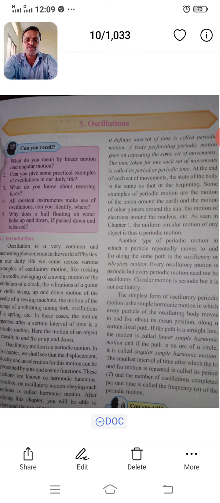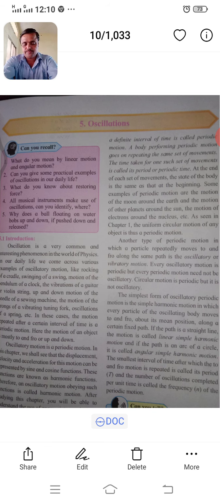In this motion, the object mostly moves to and fro or up and down. For example, if we take the example of the needle of a sewing machine, that needle moves up and down. That is a good example of oscillation. That means in this motion, the particle or object moves to and fro or up and down. Now the displacement, velocity and acceleration of this motion can be represented by sine and cosine functions. These functions are known as harmonic functions. Therefore, an oscillatory motion obeying such a function is called harmonic motion.